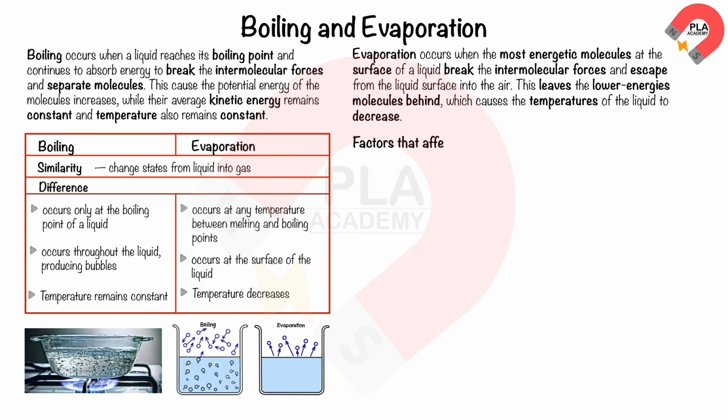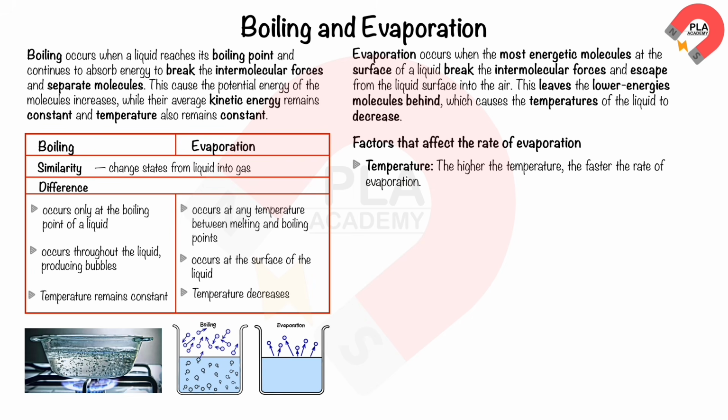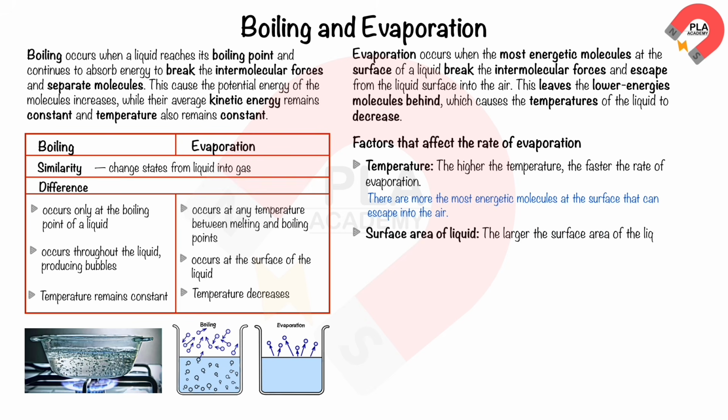Factors that affect the rate of evaporation. Temperature. The higher the temperature, the faster the rate of evaporation. This is because there are more of the most energetic molecules at the surface that can escape into the air. Surface area of liquid. The larger the surface area of the liquid, the faster the rate of evaporation. This is because there are more of the most energetic molecules at the surface that can escape into the air.